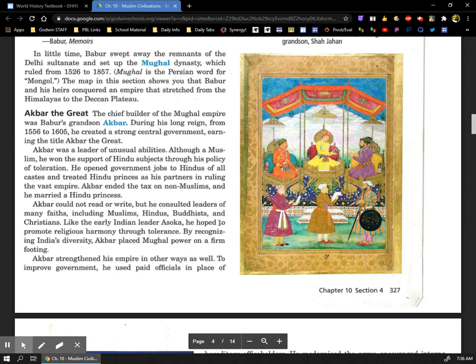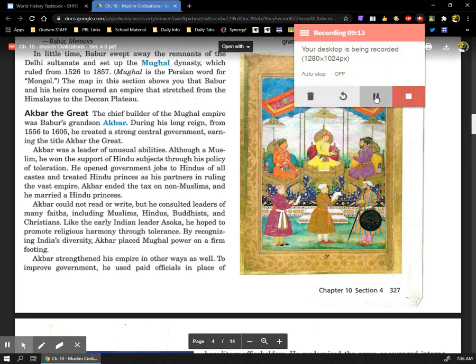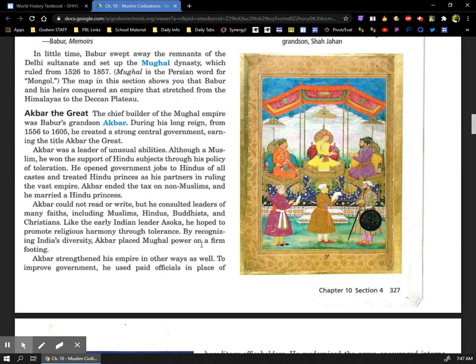Akbar could not read or write, but he consulted leaders of many faiths, including Muslims, Hindus, Buddhists, and Christians. Like the early Indian leader Ashoka, he hoped to promote religious harmony through tolerance. By recognizing India's diversity, Akbar placed Mughal power on a firm footing.